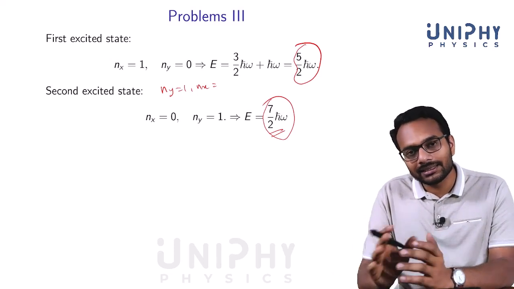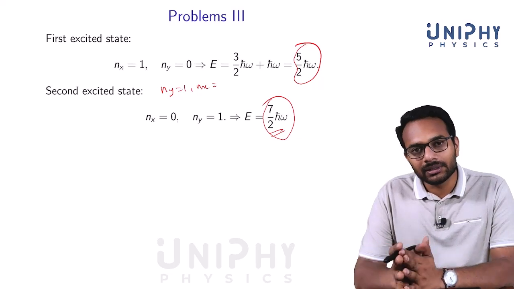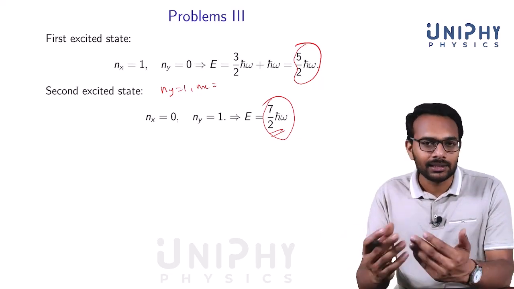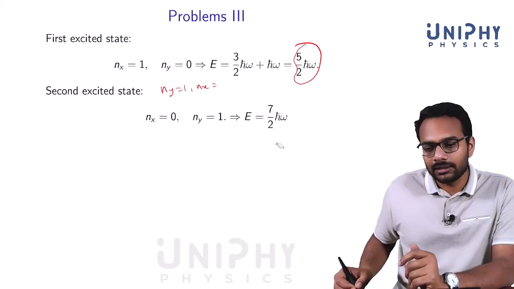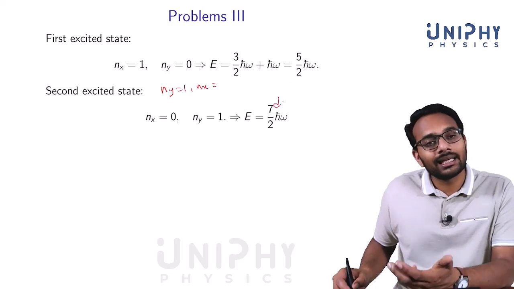So the degeneracy is lost here because of the anisotropy. Because of this lack of symmetry, degeneracy is lost. You see that there is a connection between degeneracy and symmetry, but that is for a later discussion. So this actually corresponds to the second excited state.